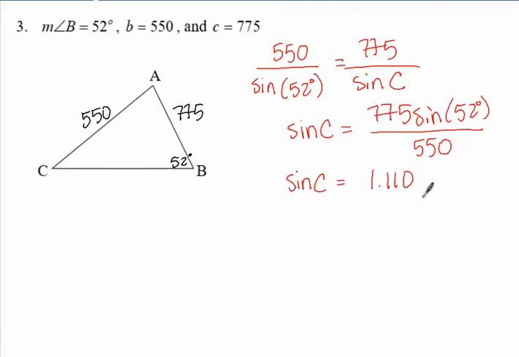If you went ahead and typed C equals the inverse sine of this fraction in your calculator, you would get an error because there is no angle with that sine value. This is the type of situation where we know that there is no triangle.